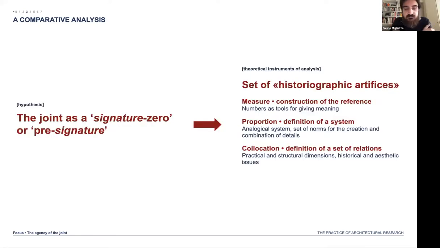From this point of view, by breaking down the analyzed fragment into different parts, it is possible to consider the agency of the joint as a pre-signature, which, outside a consolidated history, expresses the event of a sign without a meaning and finds within it an identity initially devoid of content. And at this point, it will be possible to inquire into the drawings through a series of artifices in order to operate a reduction from the multiple to the unitary. And in this regard, they are specifically measure, proportion, and collocation.